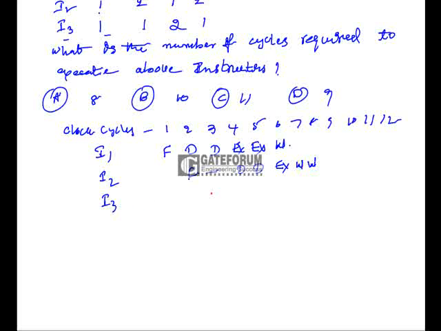Again I3, fetch can be done here in 1 cycle, decoding we can't perform here, execution we can perform because operand forwarding is there, writing can be done here. At the 9th cycle everything will be over. 9 cycles are required.